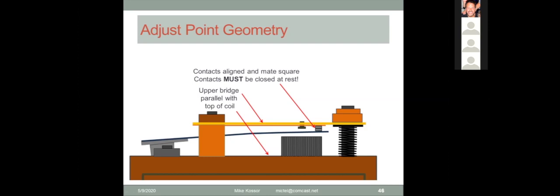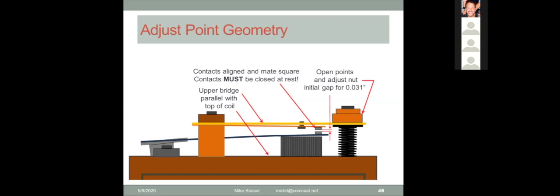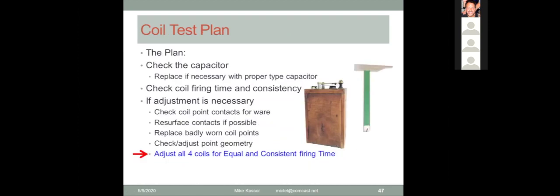It's important to make sure that after checking the gap at .031 that you tighten a lock nut. If you do not have a lock nut, and there's any play in the threads or wear of this connection here, this could cause some variability in your timing. So I recommend using a lock nut and securing it once you've set the gap. All right, here we're checking the gap for .031. So once we've got the point geometry in place, the next step is let's adjust all four coils for equal and consistent firing time.